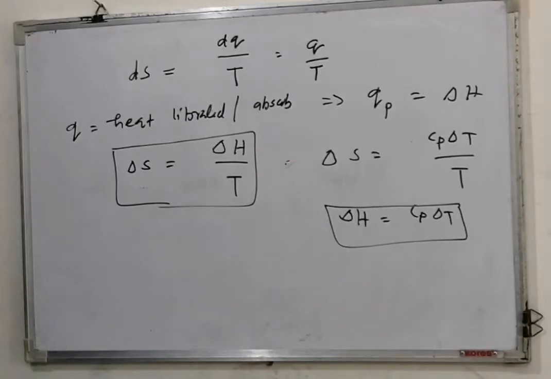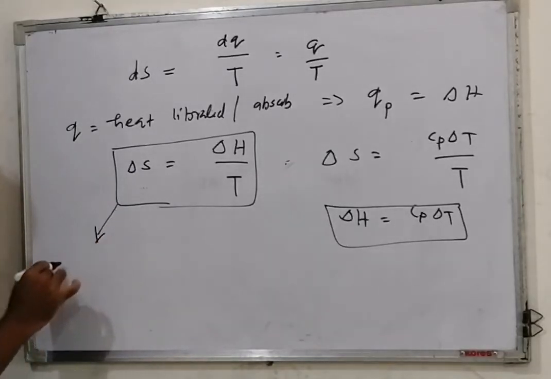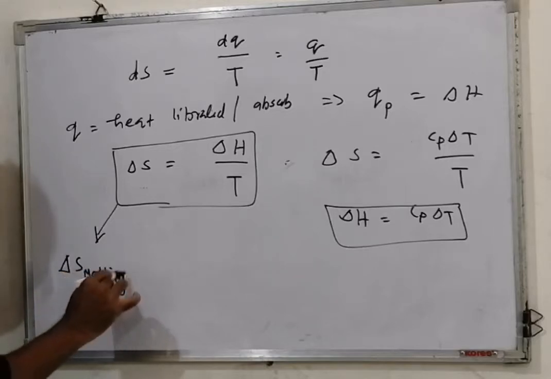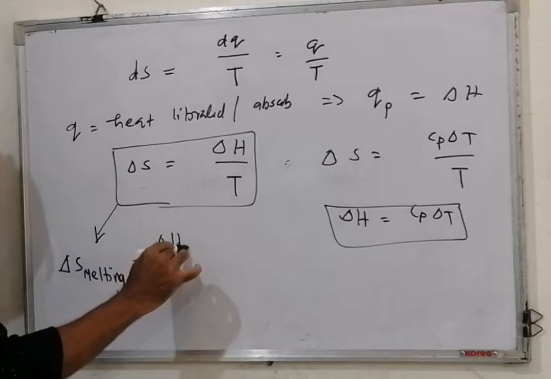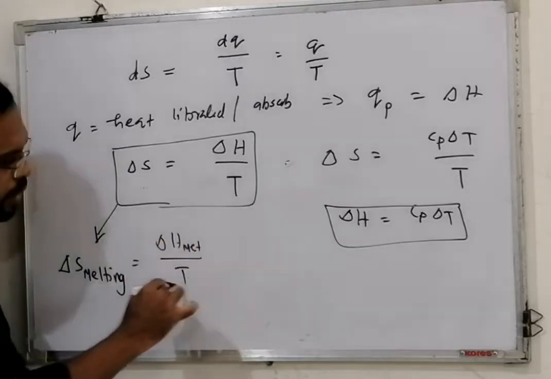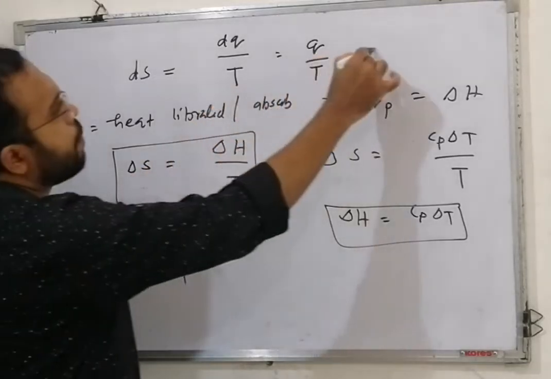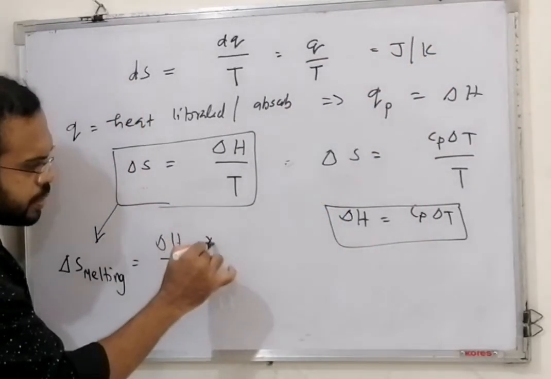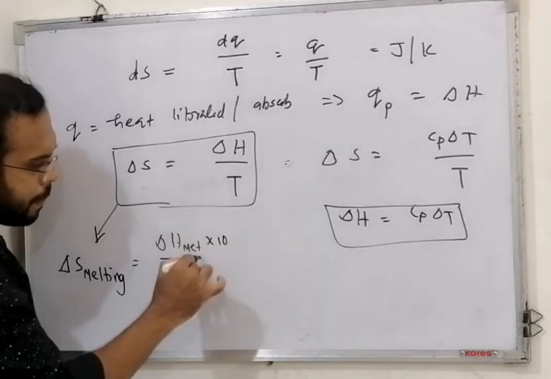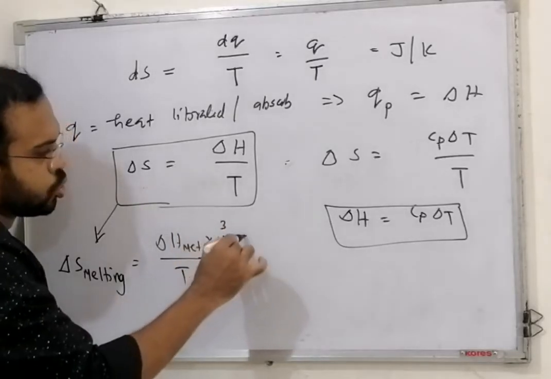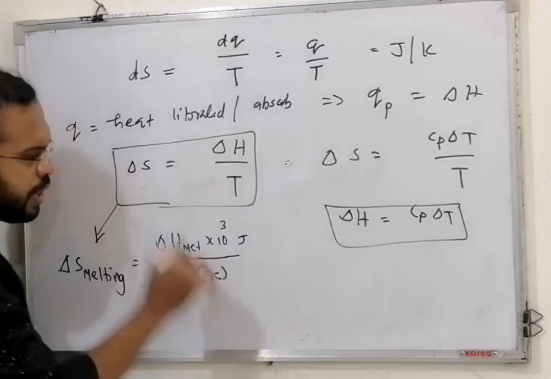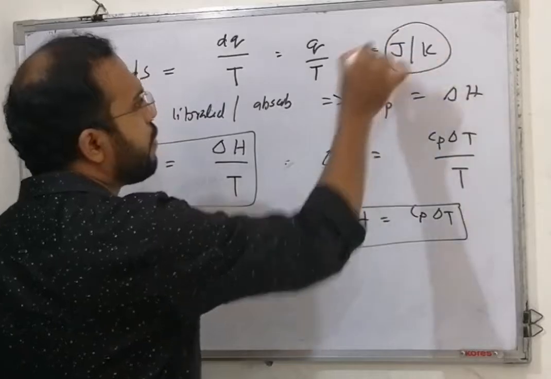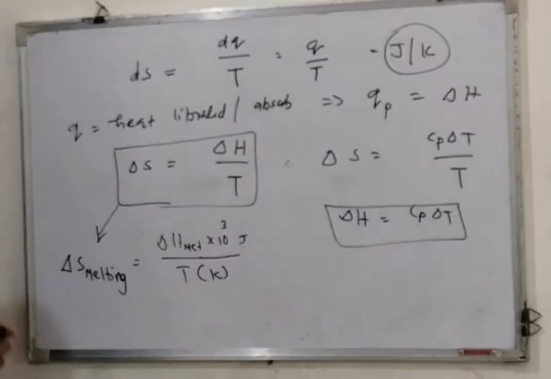Now in this process, suppose delta S for melting. Delta S for melting is delta H melting by T. Here the unit of entropy is joule per Kelvin. Therefore, it should be multiplied by 10 raised to 3 to get joule. Be very careful about that, because the unit of entropy is always joule per Kelvin.